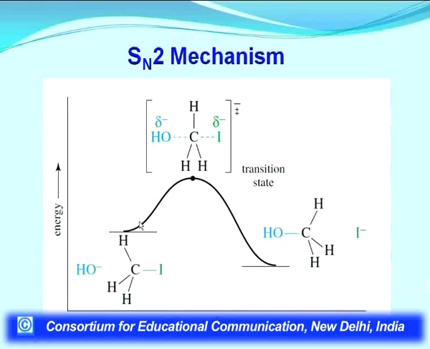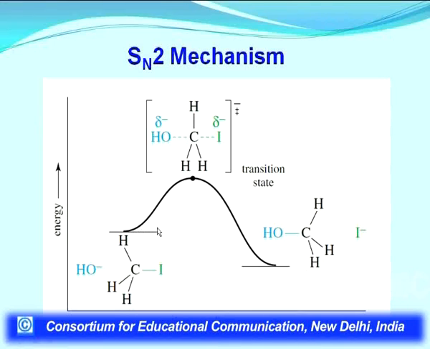This is the energy progress for the reaction. As the reaction progresses, this is the alkyl halide, this hydroxide ion is approaching, and the energy starts increasing. It is the transition state, where a bond is partially formed and another bond is partially being cleaved. So this is a high energy state, and then this leaves, this bond is formed and energy is again reduced, and we get the product. So, this shows the energy changes during the reaction.